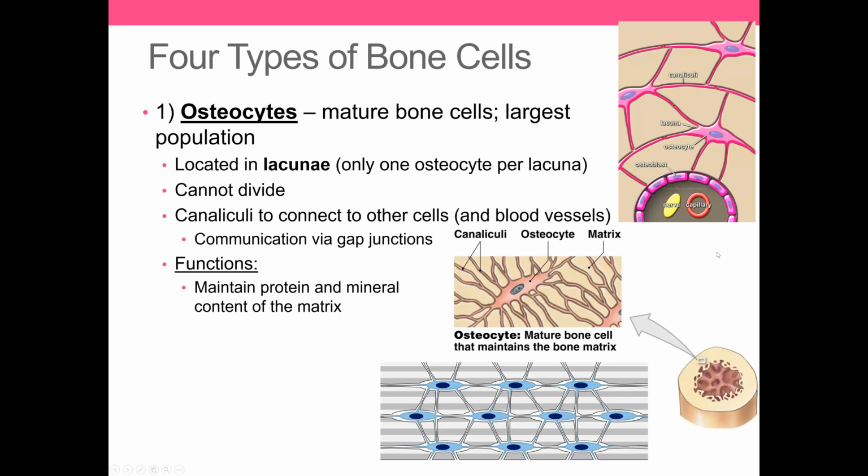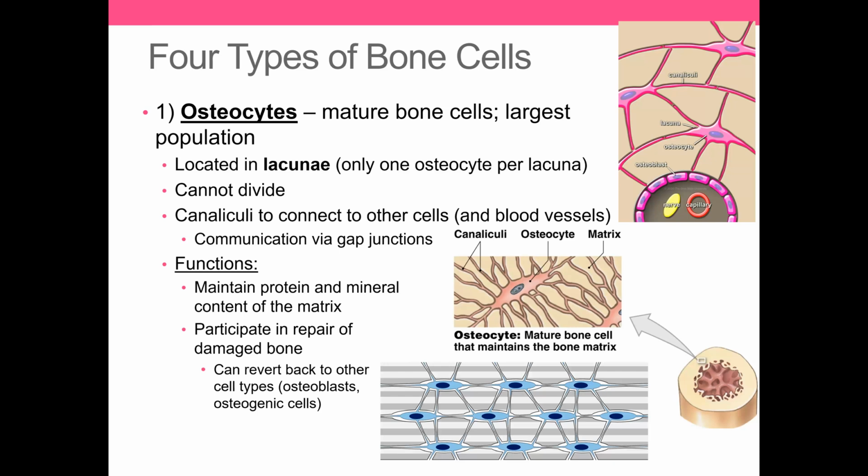So osteocytes function to maintain the protein and the mineral content of the matrix. So they are essentially surrounded by matrix. All of this around them is the bone matrix. That's the collagen and the calcium phosphate. So they can maintain it. They can break it down a little bit and rebuild it. So they help to keep the bone strong and functioning properly by constantly updating and making subtle changes and monitoring the strength of the bone around them.